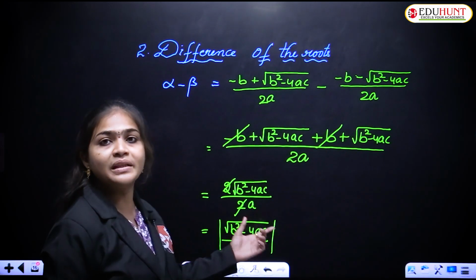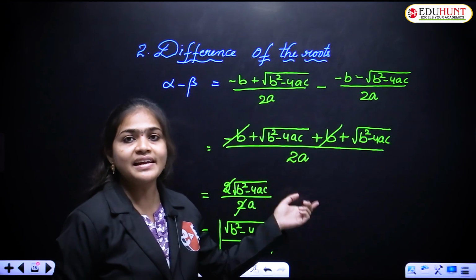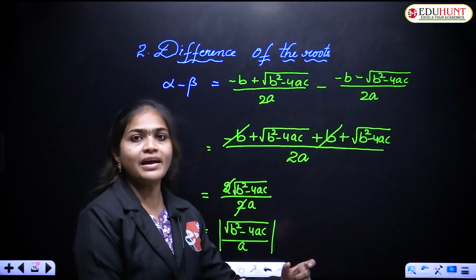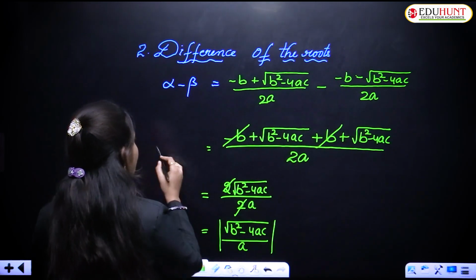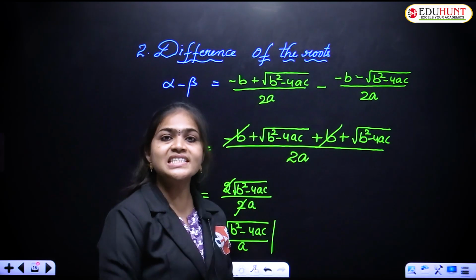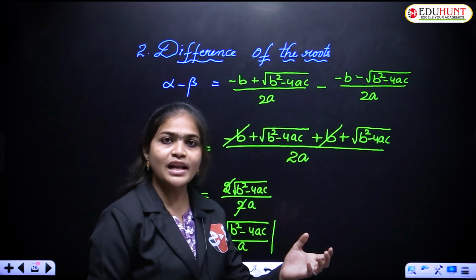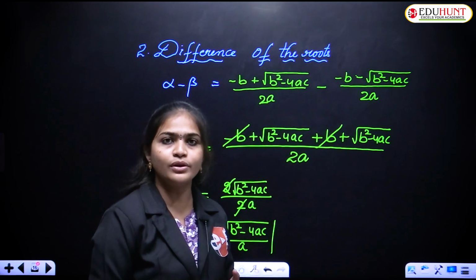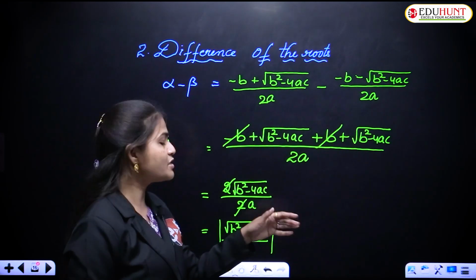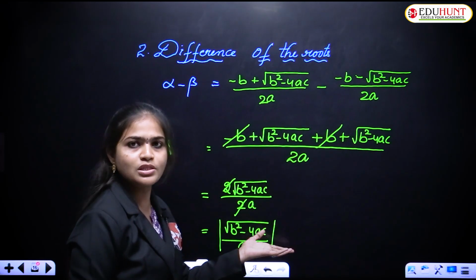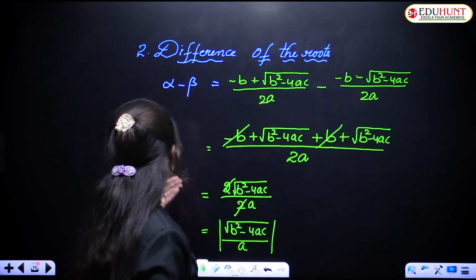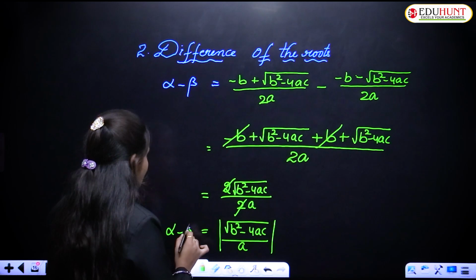Why did you keep that modulus symbol here? Modulus means absolute value, and absolute means always positive. But we don't know the value inside. The modulus of x is always positive, but how do we know whether x is given as positive or negative? We don't know that, so it depends on the given equation. If it is positive, then positive only; if it is negative, then also positive only. So that is the meaning. This is the value of alpha minus beta.